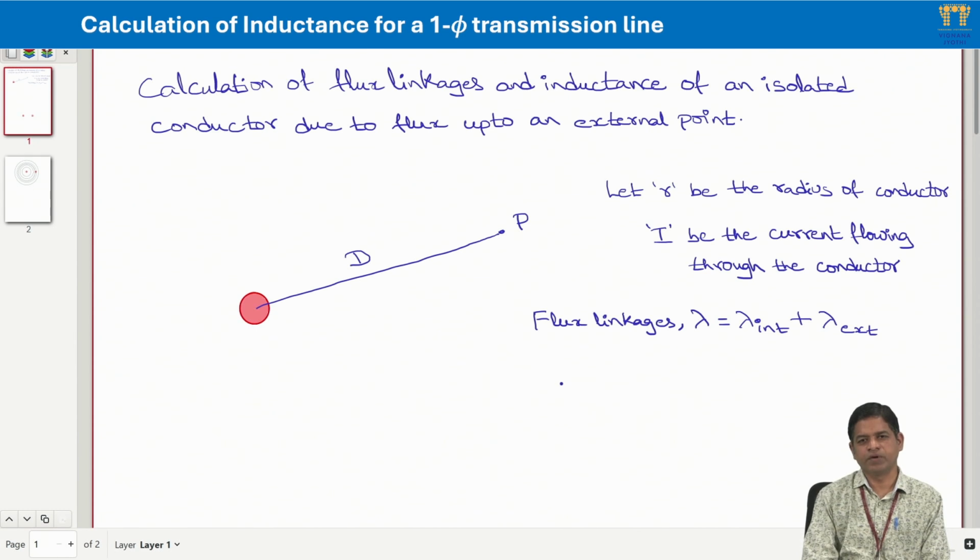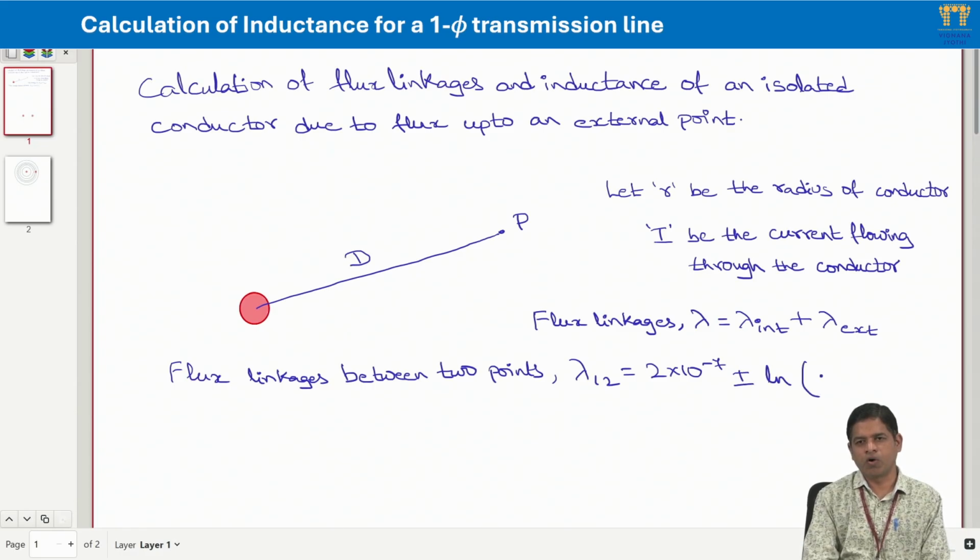So in last lecture we have seen if we want to calculate the flux linkage between 2 points, if the 2 points are 1 and 2, we may write lambda 1 2 is equal to 2 into 10 power minus 7 into the current which is flowing in the conductor multiplied by log of d2, which is the distance from the center of the conductor to the farthest point, to d1, which is the distance from the center of the conductor to the nearest point. So and so Weber turns per meter.